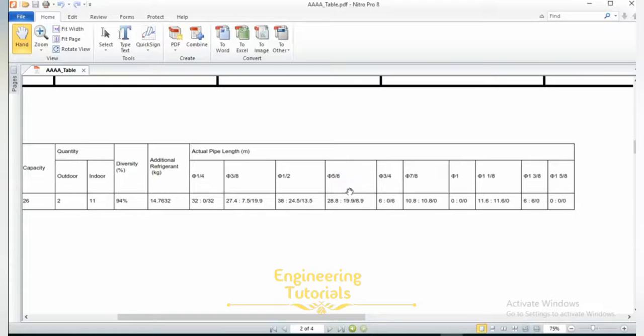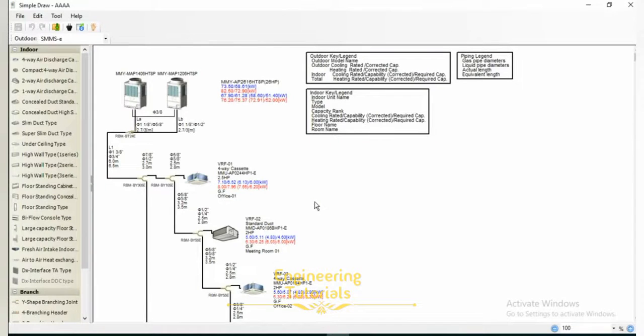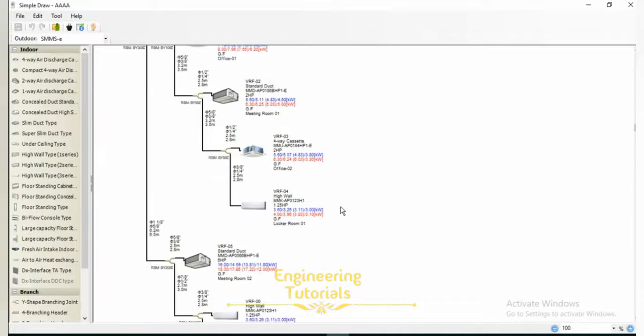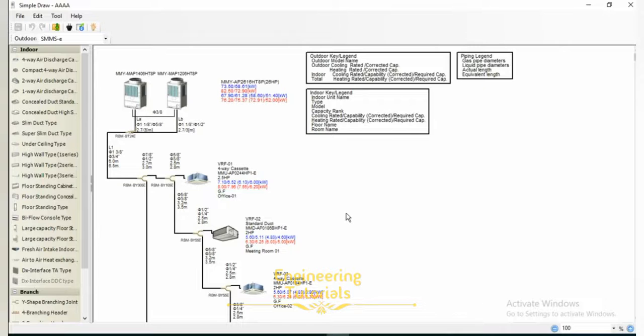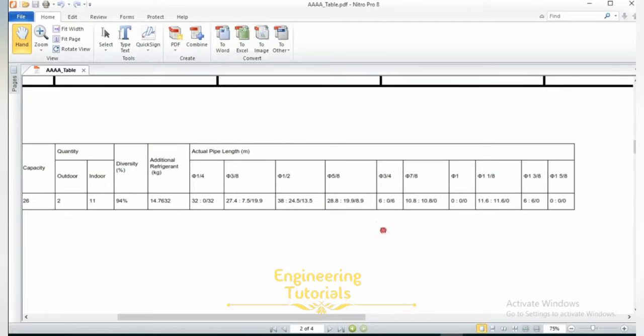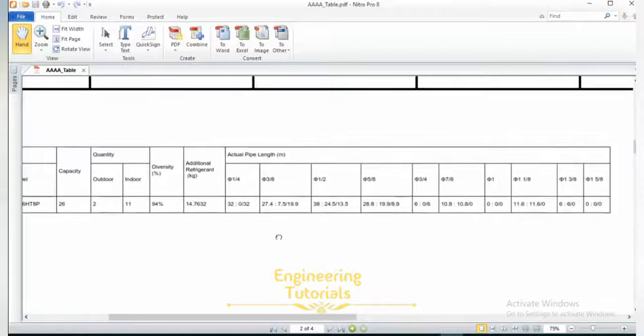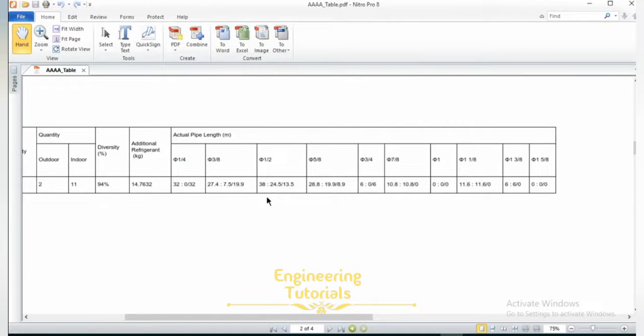15.9 mm is the same as 5/8 inches. If you convert this in mm, it will be 15.9 mm. So 5/8. How much is the length on the liquid size? That is total 28.8. Gas side is 19.9 meter, which we have, and you know that these lengths which we have calculated from this project which we have created before in my last video. So every data is in table form which we have created in the last video.